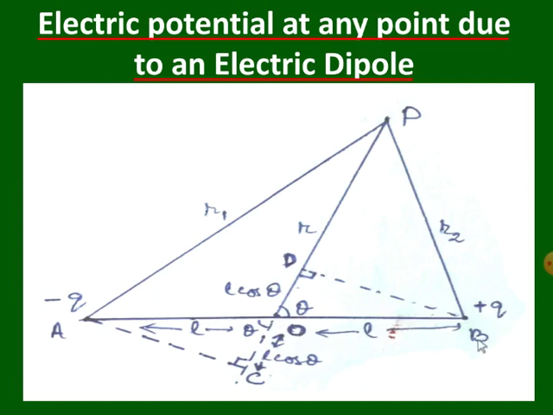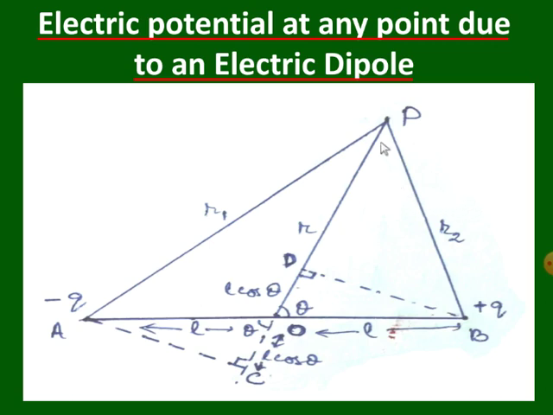Okay, so let's consider that this point P is the point of observation at a distance R from the center, or the middle point, of the electric dipole, making an angle theta with the electric dipole, right? And let R1 and R2 be the distances from the point of observation to minus Q and plus Q respectively. Got it? Then, in order to find the electric potential due to this electric dipole at this point P, we need to find the electric potential separately due to minus Q and plus Q, and then do the superposition, right?